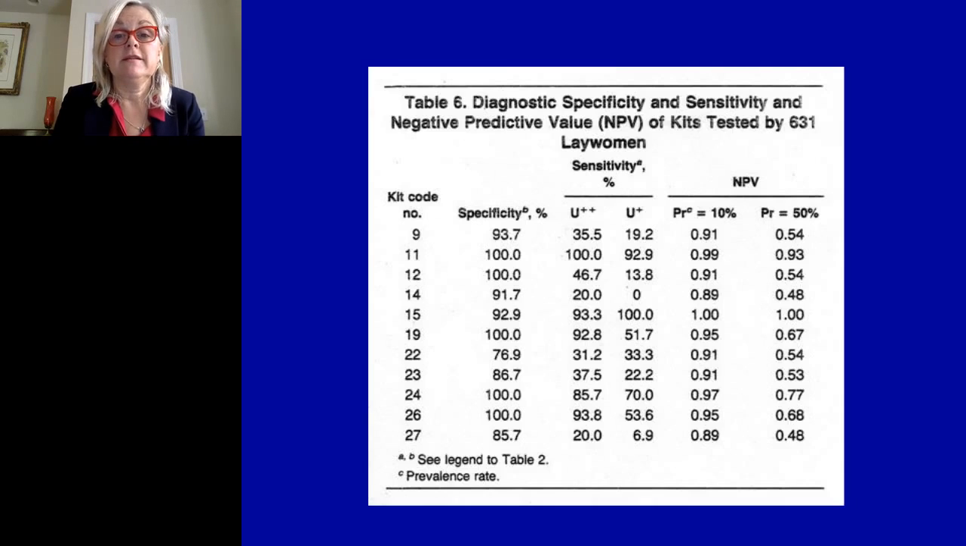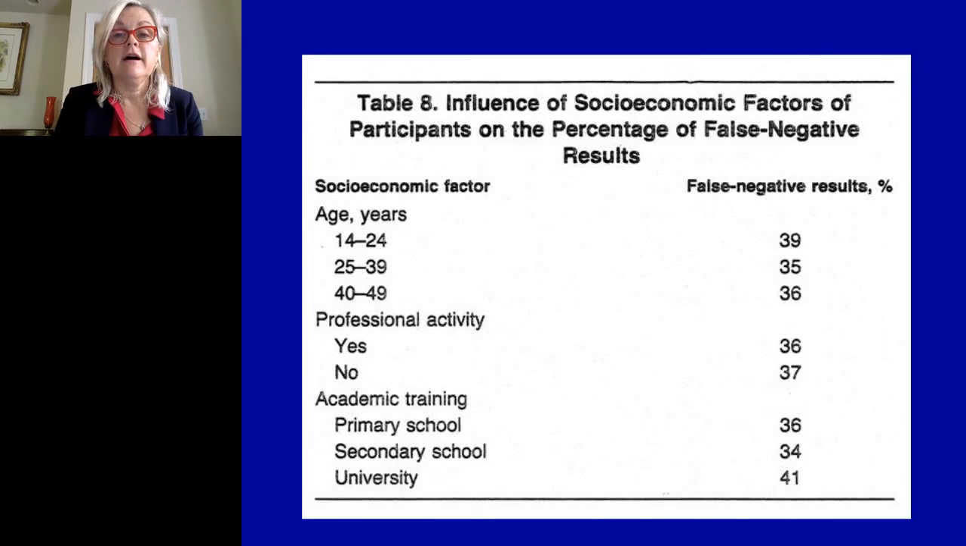really surprisingly poor. At the manufacturer's detection limit, which is U plus here on the right, the performance was, of course, worse because this is more at the detection level. There was only, I think, 2 of the kits that tested over 90% sensitive. So this is very concerning. And now when we get to our next slide, we'll look at what was the influence of socioeconomic factors on the participants on false negative results.